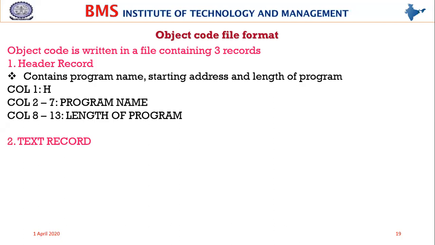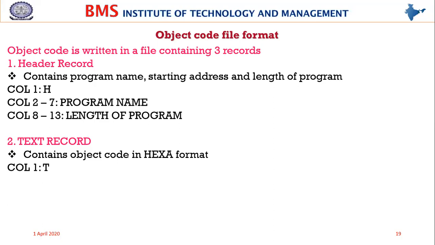Yeah. Next is the text record. The text record contains the object code in hexadecimal format, but we don't put the H at the end of each instruction's object code; they are separated by commas. And remember, in all 3 records, values are separated by commas. That's it, nothing else. The first column of the text record is indicated by T, which tells that it is a text record. Next, columns 2 to 7 represent the starting address of the object code.